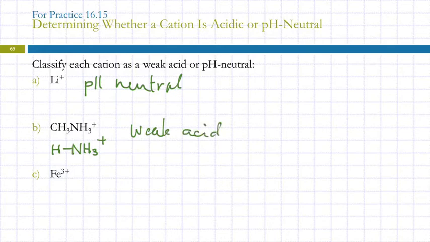And then how about iron 3 ion? Can that act as a weak acid? Yes, because of the previous slide. So iron ions, iron 3, and aluminum, those can act as acids. Questions?